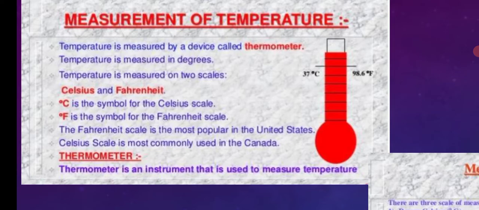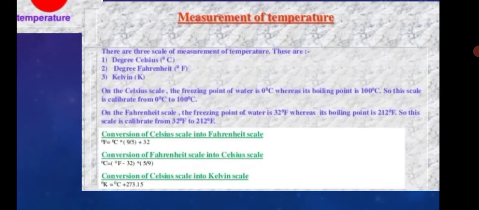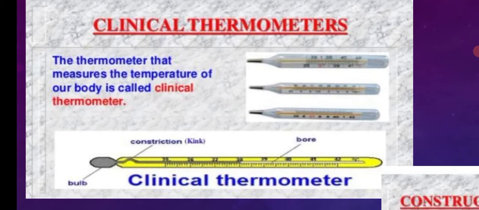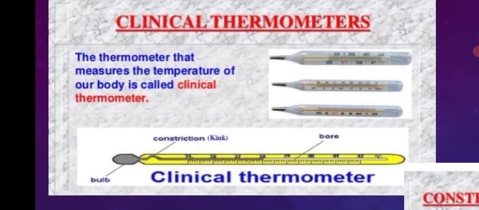A thermometer is a reliable device to measure the hotness of a body. Here there are various types of thermometer: the clinical thermometer, laboratory thermometer and the digital thermometer.